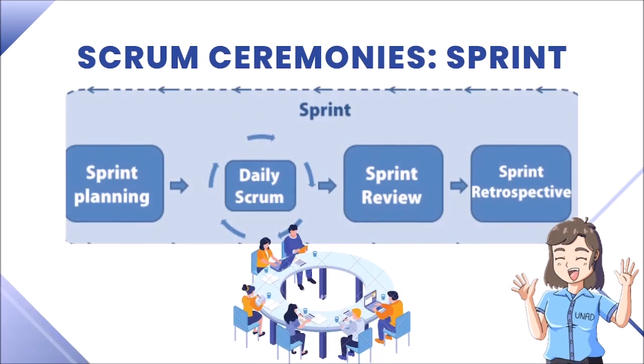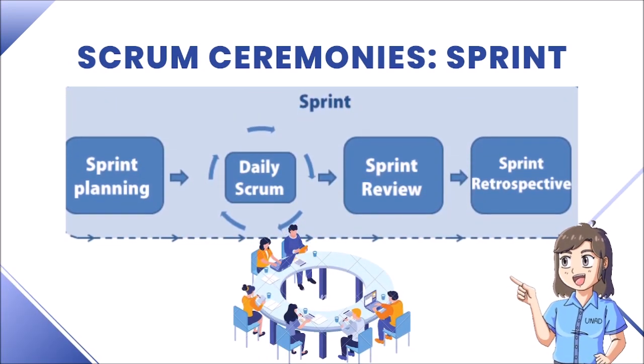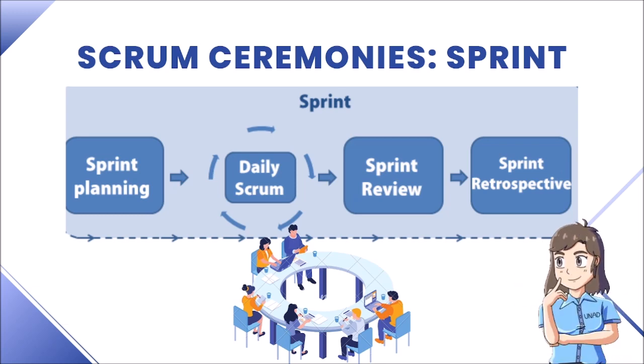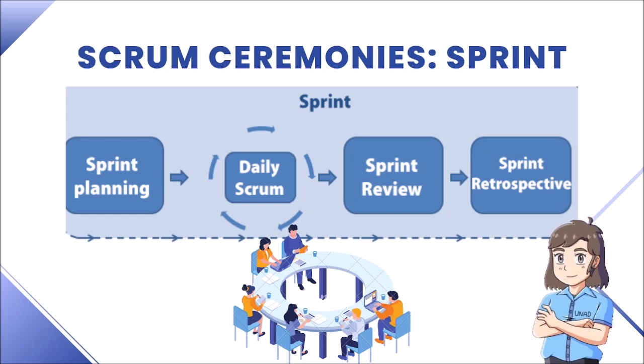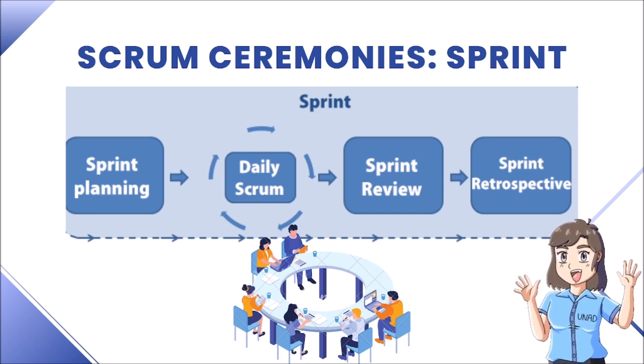Scrum ceremonies. Scrum works in conjunction with the sprint, the period of time in which the development team works on a project. Its duration is 1 to 4 weeks. It's divided into 4 ceremonies. In sprint planning, it defines what is going to be done in the sprint and how it is going to be done.